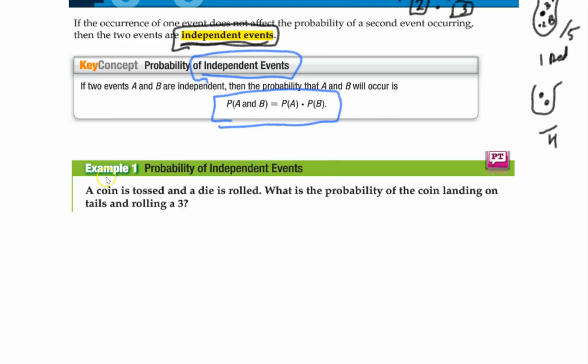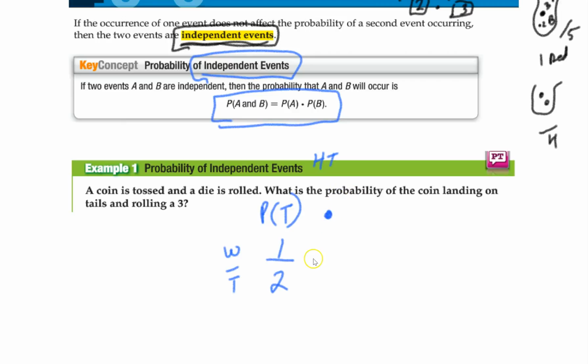So like here, a coin is tossed and a die is rolled. What's the probability of the coin landing on tails and rolling a 3? So we want the probability of getting tails. Now when you toss the coin, there's only 2 choices, heads or tails. So remember our general rule is 1 over total. We have 2 total choices and I want tails, there's only one of those, so that's 1/2. Right, odds of getting tails when you flip a coin is 1/2.